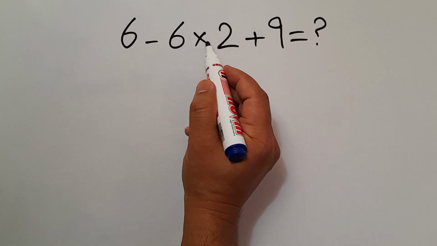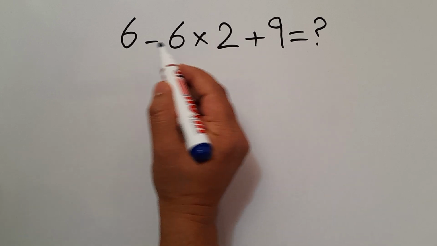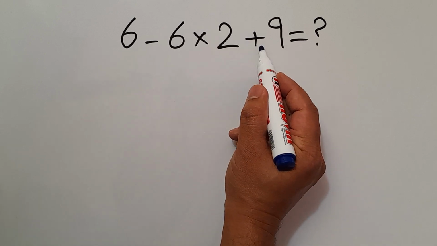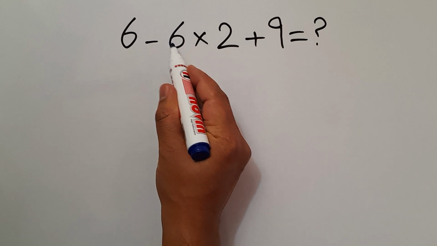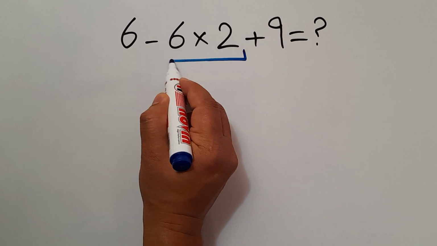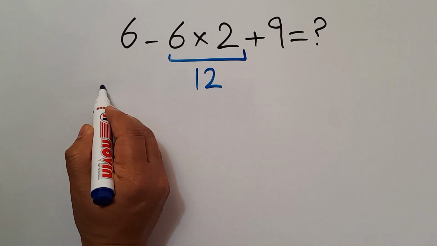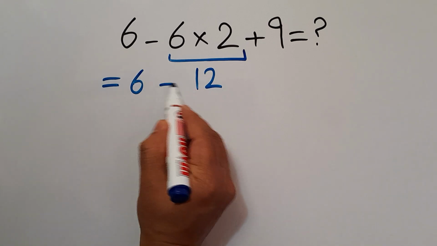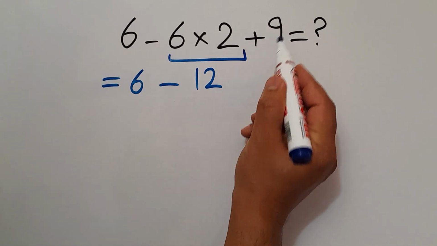As we know, multiplication has higher priority than subtraction and addition. So first we have to handle this multiplication. 6 times 2 gives us 12. So we have 6 minus 12 plus 9.